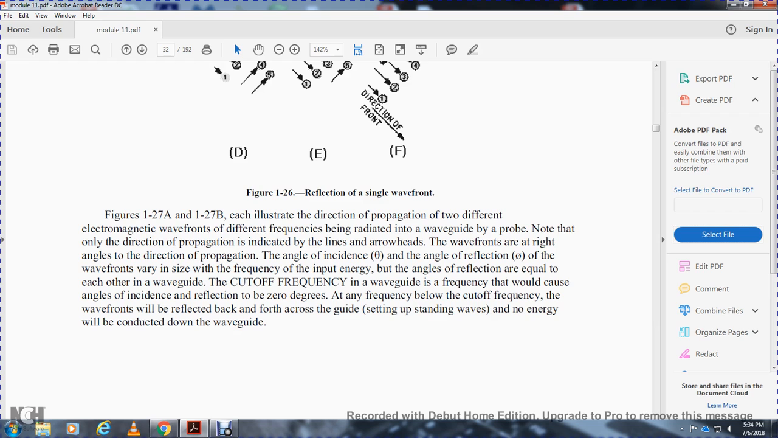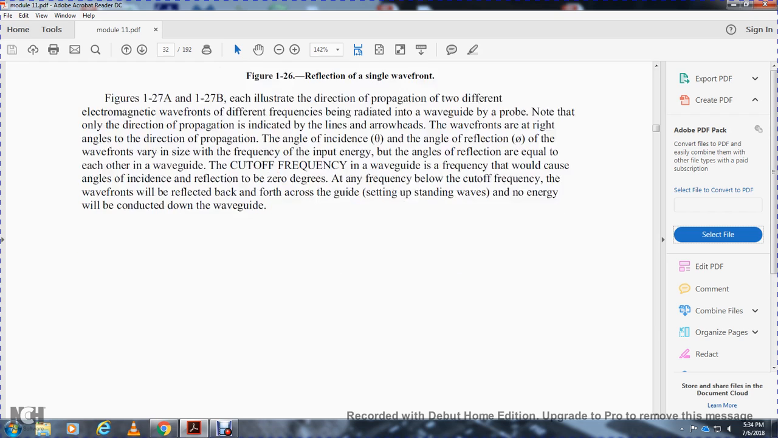For a waveguide with a cutoff frequency, with a frequency that makes the angle of incidence and reflection 0 degrees, that is a frequency below the cutoff frequency. The wavefronts will be reflected back and forth across the guide, setting up standing waves. No energy will be conducted down the waveguide.